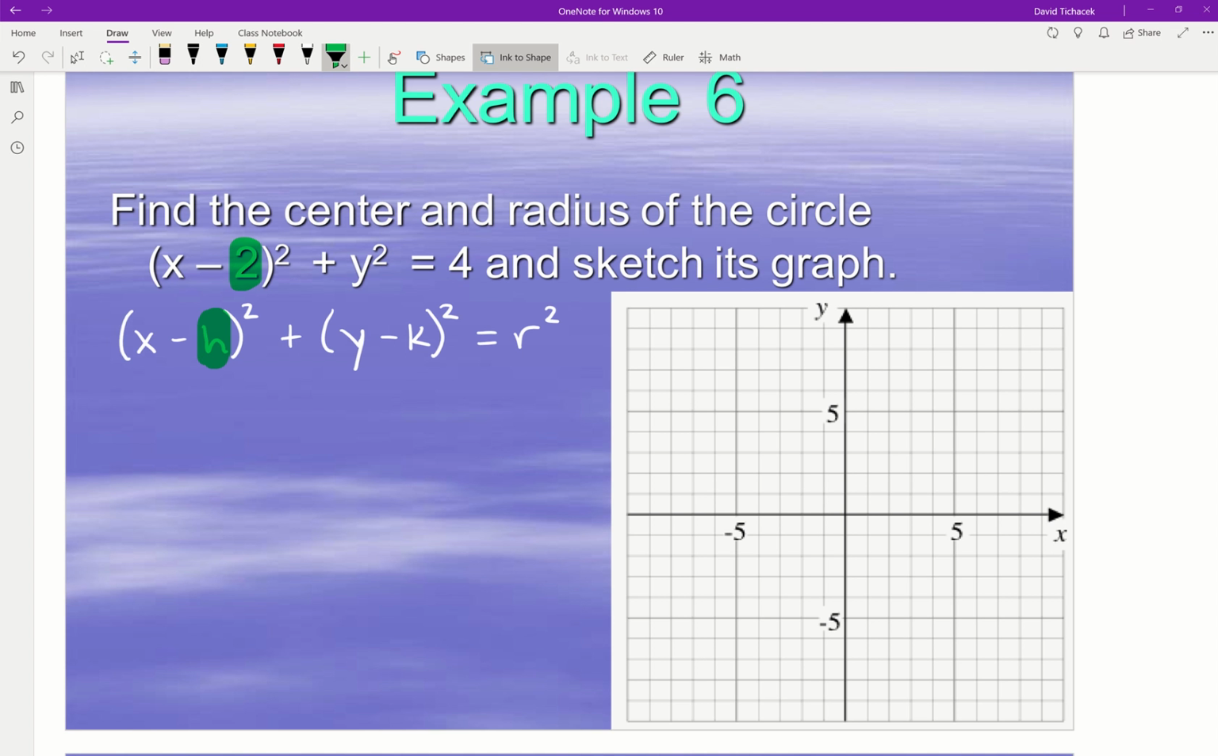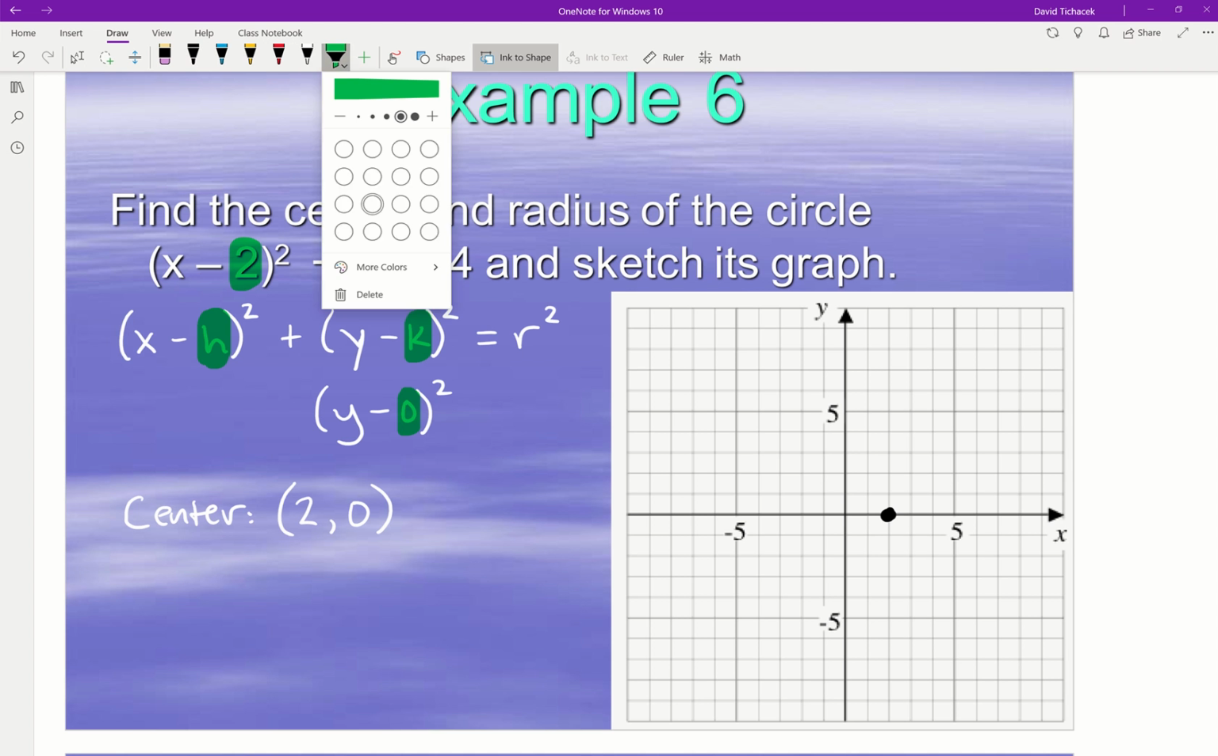And if you look at your y term, that just says y squared. So for us, that means that playing the role of k is not a 1, it's a 0. Remember, h and k are the coordinates of your center point. Playing the role of h is 2, playing the role of k is 0. So that means that your center point is at the point with coordinates 2, 0, so I might just go ahead and plot that point here really quick. Right there, that's the point with coordinates 2, 0.